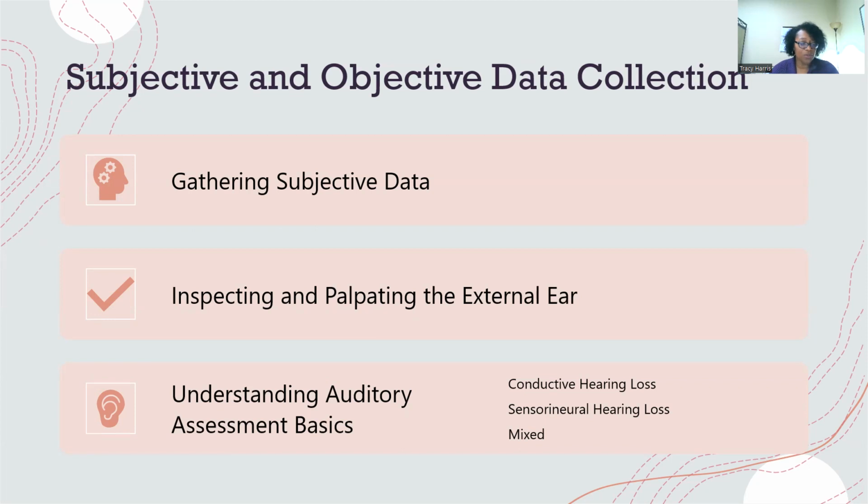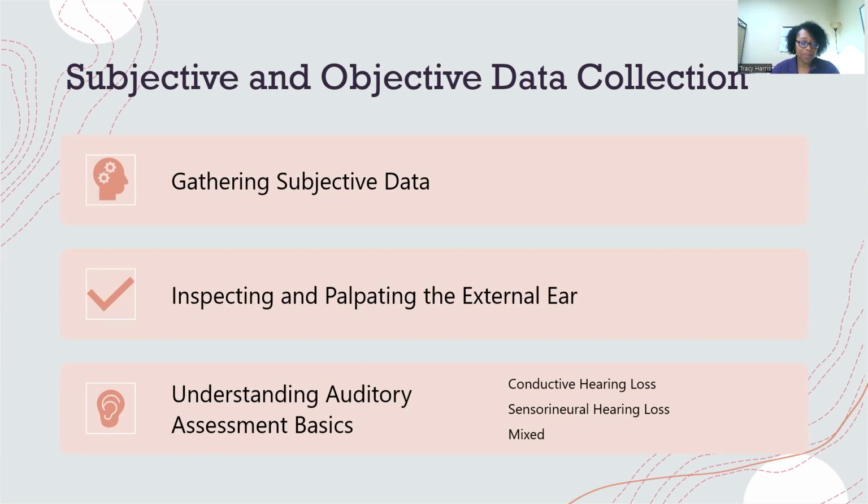And when we move on to the objective data, we're going to inspect and palpate the external ear. We're looking for size, shape, symmetry, skin color, pain. And when we're looking at the external auditory meatus, we're examining for swelling, redness, discharge, foreign bodies, or even cerumen. And another name for cerumen is earwax.